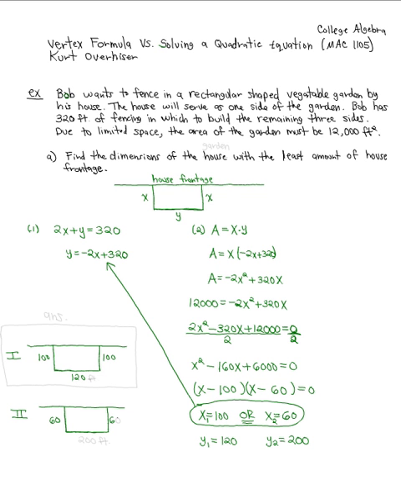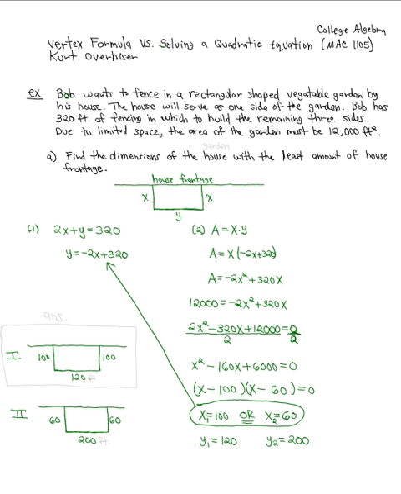$60 and 60, and then 200. So we got two choices. If you notice, 100 times 120 multiplies to 12,000, and also 60 times 200 multiplies to 12,000. So since we got two different configurations of the garden, we got to figure out which configuration we want.